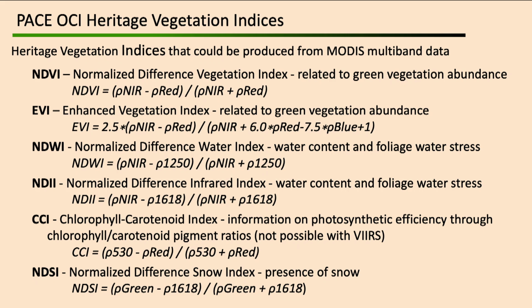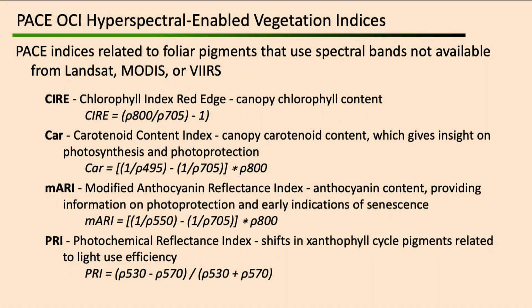And what's really exciting to me is what we're calling hyperspectral enabled vegetation indices. These are indices that we couldn't make with existing MODIS, Landsat, or VIIRS instruments, because they use narrow spectral bands that are just not available from those instruments. One is the chlorophyll red edge index. It uses the red edge, the transition from visible into near infrared, to detect chlorophyll.